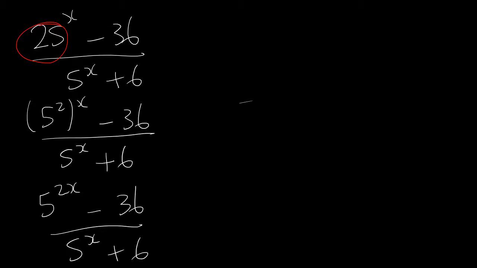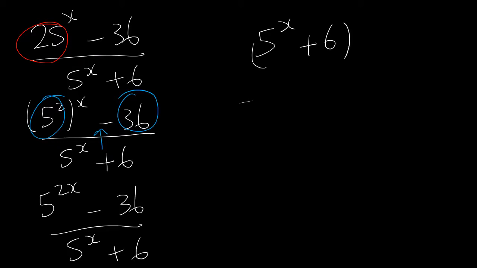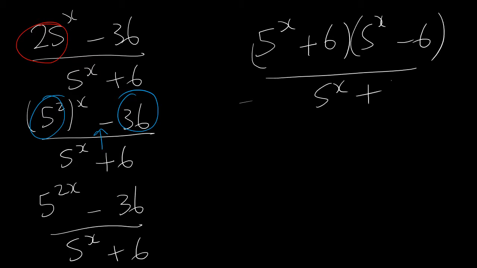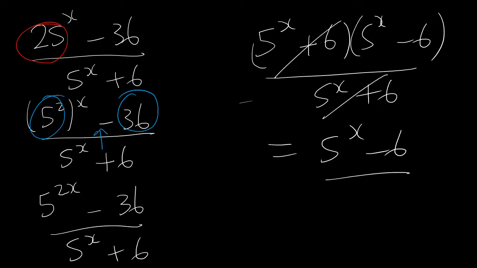Now looking at this, we can see that there is a square there, and another square number, and there's a minus sign, so it's the difference of two squares. Keeping that in mind, our final answer would be (5^x + 6)(5^x − 6) over (5^x + 6). These two will cancel off, and we arrive at 5^x − 6.